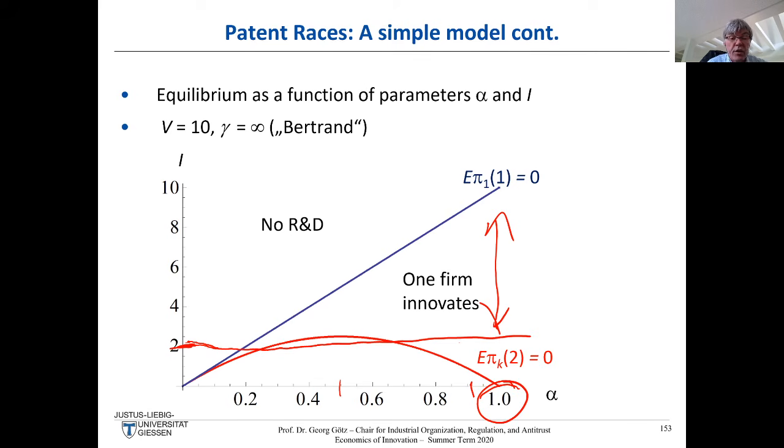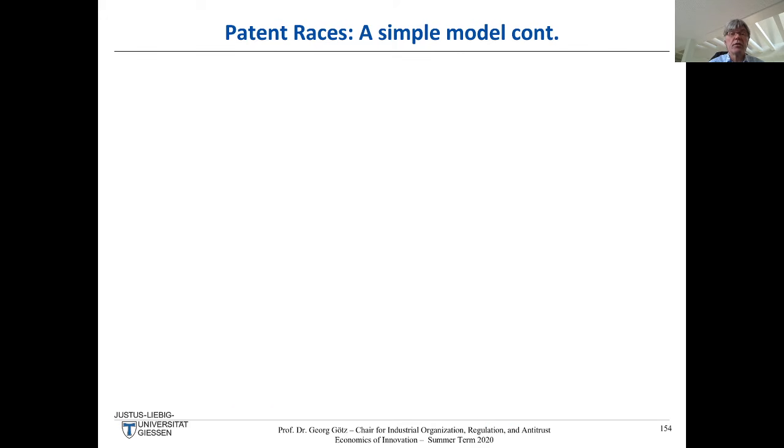Only if you know that your rival invests, you will only invest if it's sufficiently likely that your rival will not be successful. Okay? And that's really the interesting thing about alpha. It's not always a good thing if alpha, the probability of success, increases, in particular with respect to the number of participants here. Okay, that's what we have here. Two firms innovate, that should have been clear.